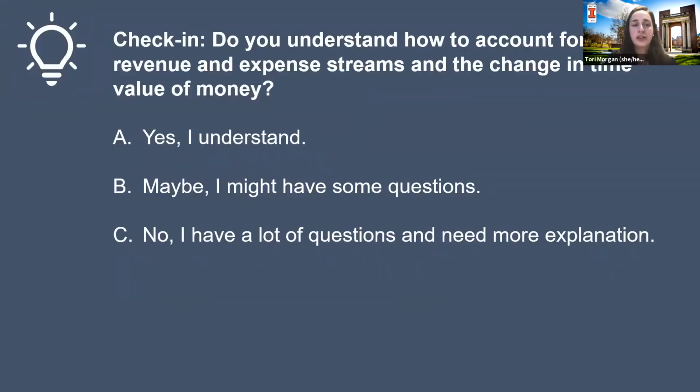So after going over the cash flow streams, do you understand how to account for revenue and expense streams and the change in time value of money? That's a very important thing, that money does not stay consistent in value over time, and why. Okay, great. It looks like 72% understand, and 28% have questions. If you have any questions, feel free to add them in the chat, but I will also dive deeper into net profits in the next section.